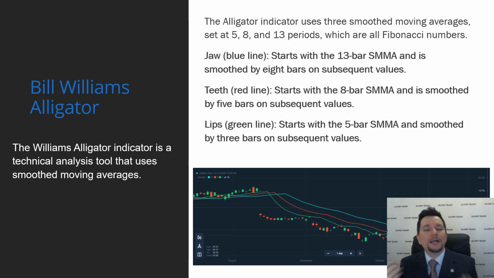Now, when we talk about the alligator, the signals that it gives usually pertain to what an alligator can do. It can sleep, it can eat, or it can be full. Now, let's start with the blue line, the jaw line. It's the biggest moving average. It's a 13 simple moving average, and it is smoothed by 8 bars on subsequent values. The teeth are the red line, and it's an 8-bar moving average, and then the lips are a green line with a 5-bar moving average.